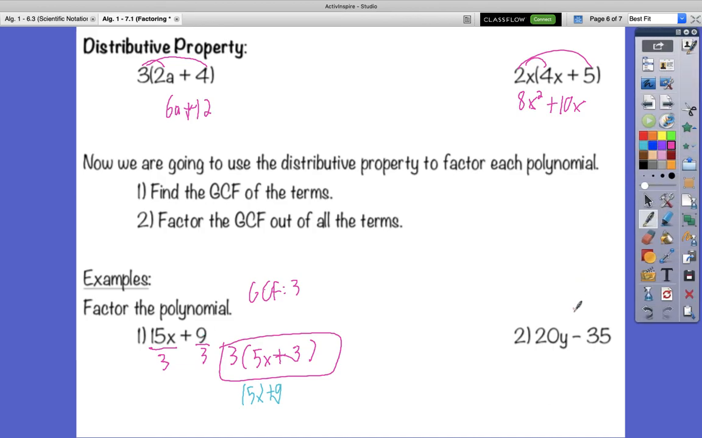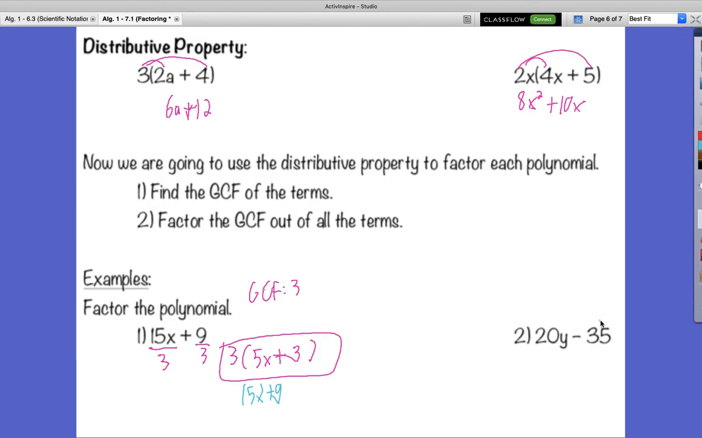Okay. So let's look at this one. 20y minus 35. What do we think our GCF of this is? 5. 5 goes into both 20 and 35. So our GCF is 5. So we're going to put this 5 where? Outside the parentheses.